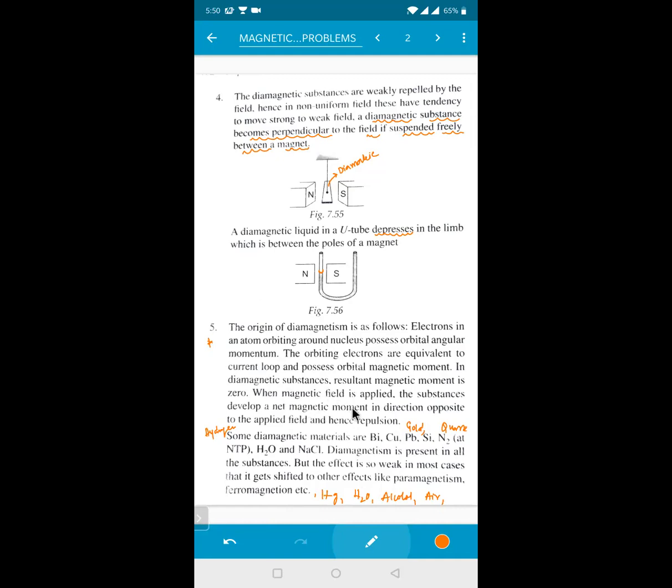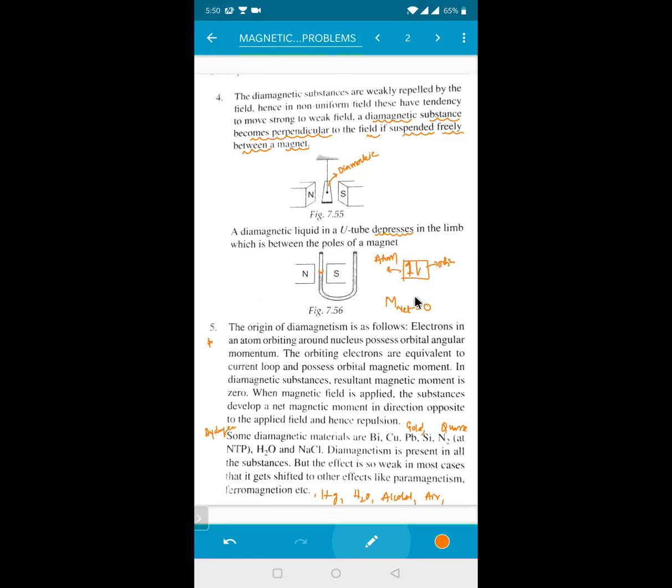What is the net magnetic moment of an atom in this case? Zero. The net magnetic moment will be equal to zero in a diamagnetic material. Why? Because in the orbital population, the orbitals are filled fully in pairs. In an atom of some materials, electrons are in pairs, and the magnetic moments of paired electrons, being equal and opposite, cancel each other.